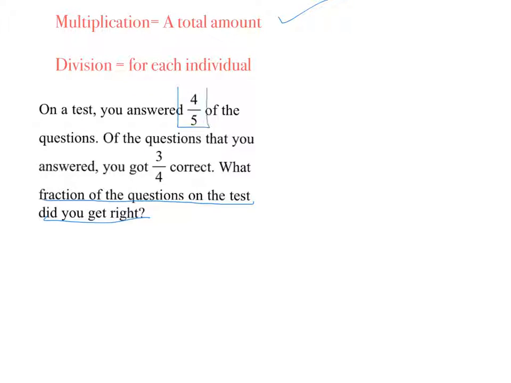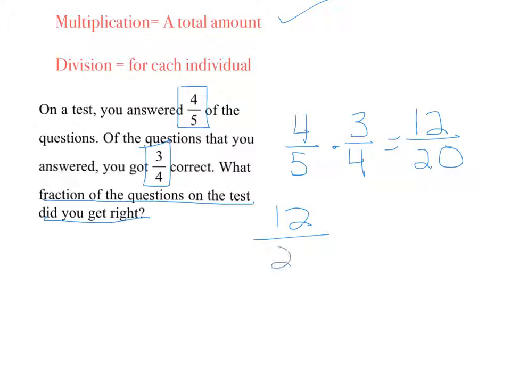So we need to box in that 4/5 of the questions are the ones you answered. Of those, you were able to get 3/4 correct. So that means my problem would be 4/5 times 3/4, sorry. 4 times 3 would give me 12, and then 5 times 4 would give me 20. So I could say I got 12/20 of the test correct.